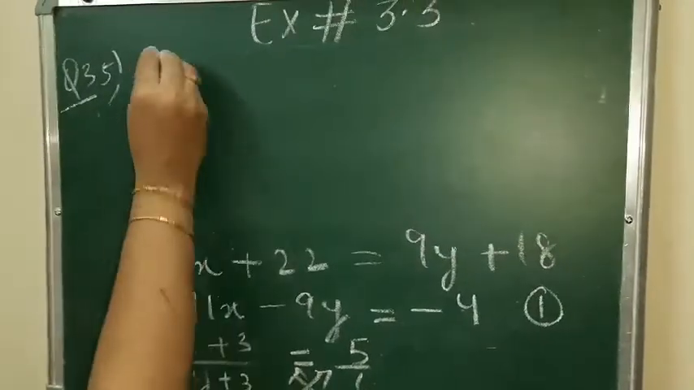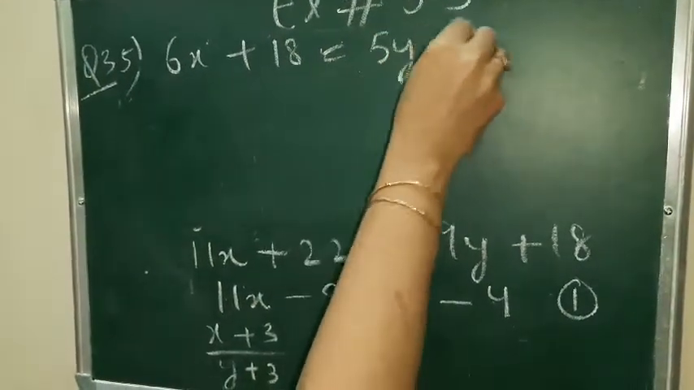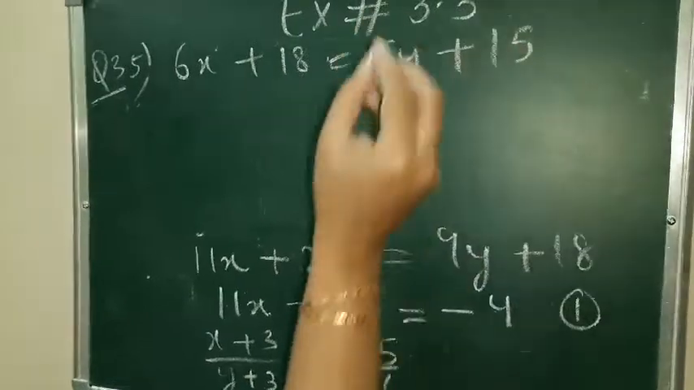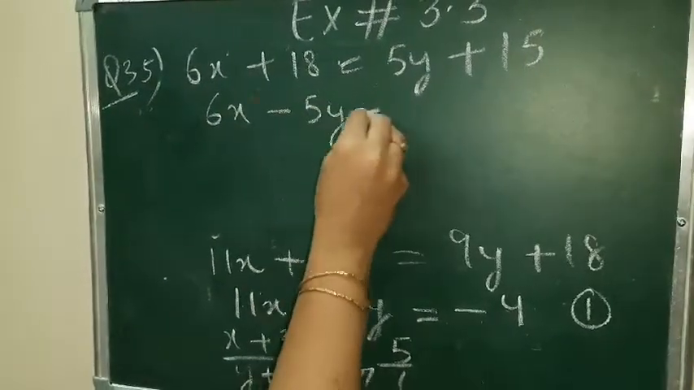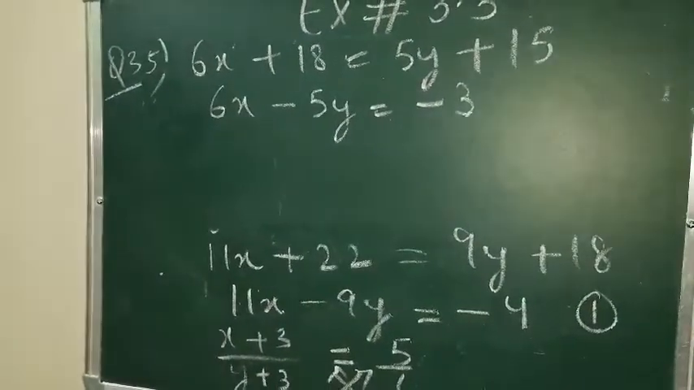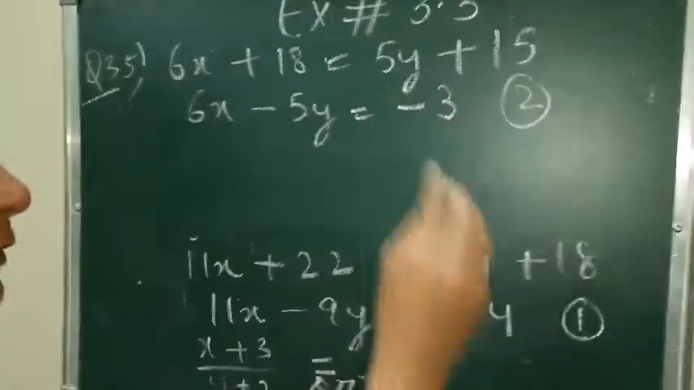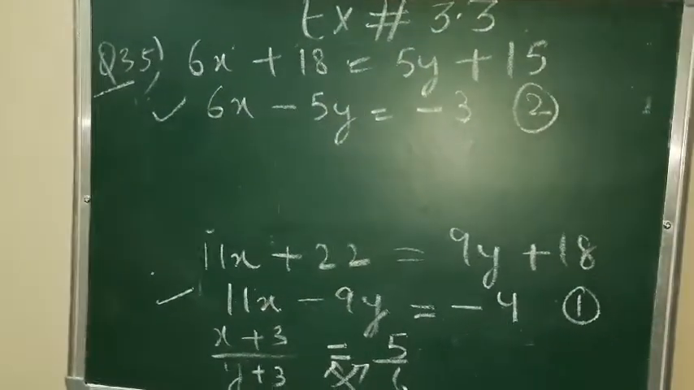So it would be 6x plus 18 is equal to 5y plus 15. Now 5y will go there, minus 5y, 18 will go there, 15 minus 18, minus 3. So this is my second equation. This is first, this is second. Solving you will do yourself by substitution.